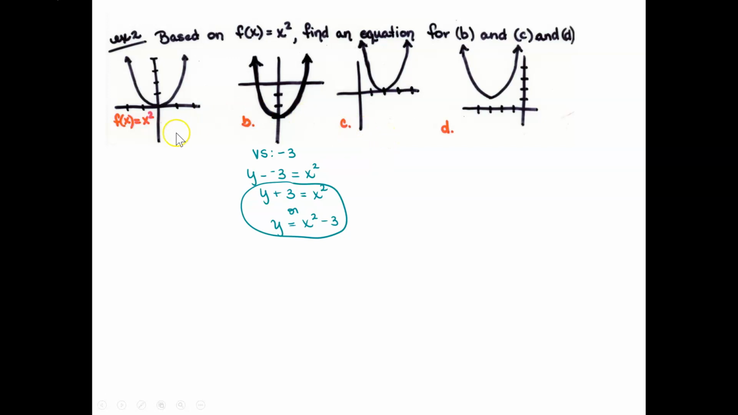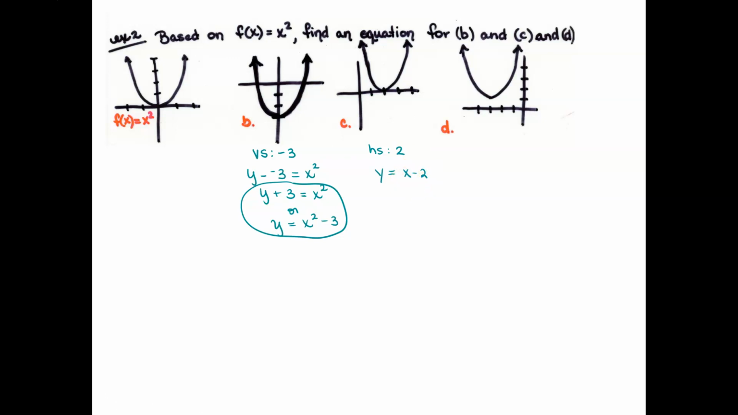If we compare C to our original function, what change has been made? Well, it has a horizontal shift of a positive 2. All right, so to write that equation, we're going to start with our original function. Our original function was y equals x squared. And again, a horizontal shift is a value subtracted from x. So we need 2 to be subtracted from x.